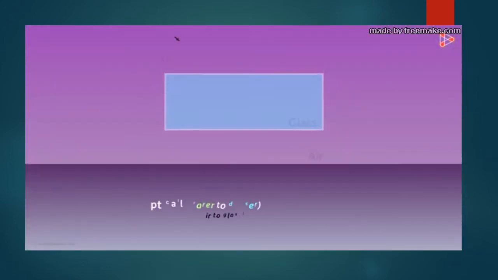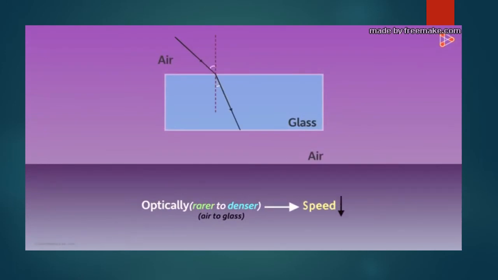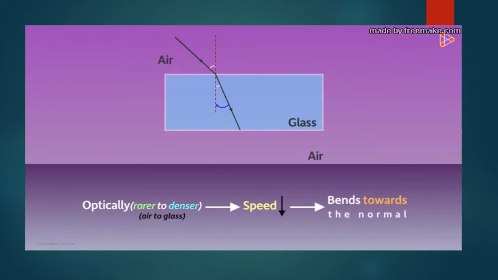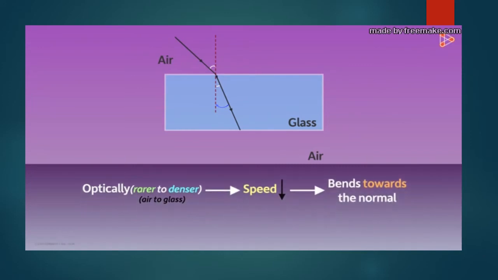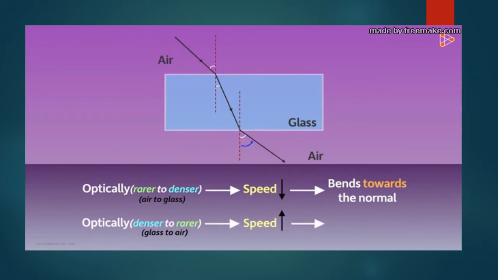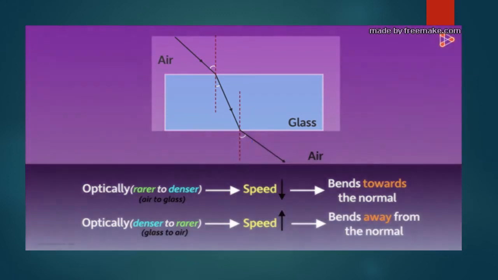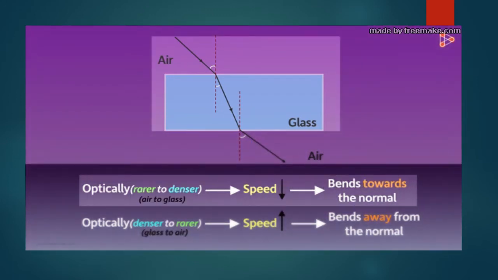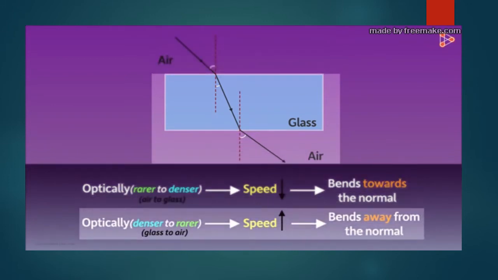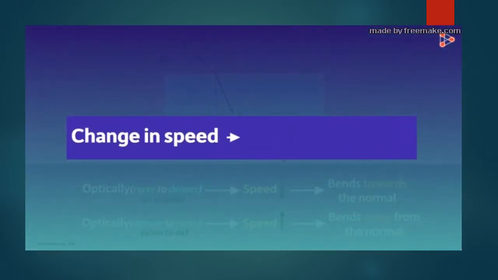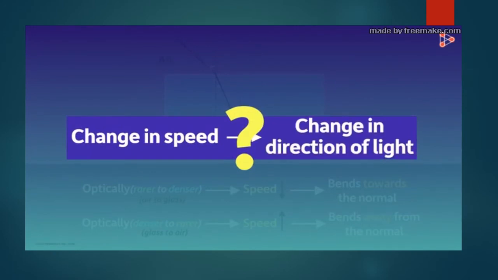When light is traveling from an optically rarer medium to an optically denser medium, its speed decreases and it bends towards the normal. When the light is traveling from an optically denser medium to an optically rarer medium, its speed increases and it bends away from the normal. In the figure, the case above is from optically rarer to denser, and the case below is optically denser to rarer. But how does the change in speed result in the change of direction of light?